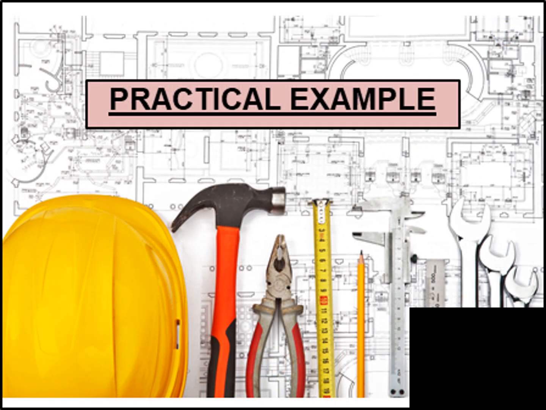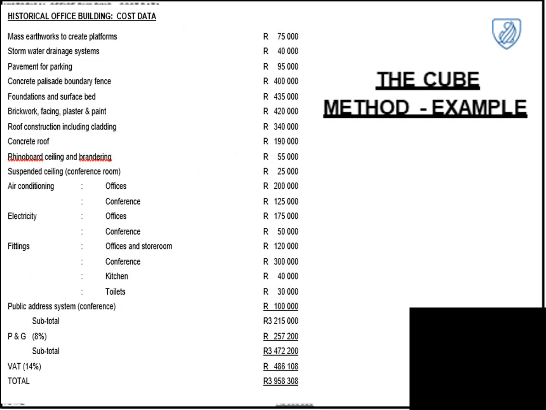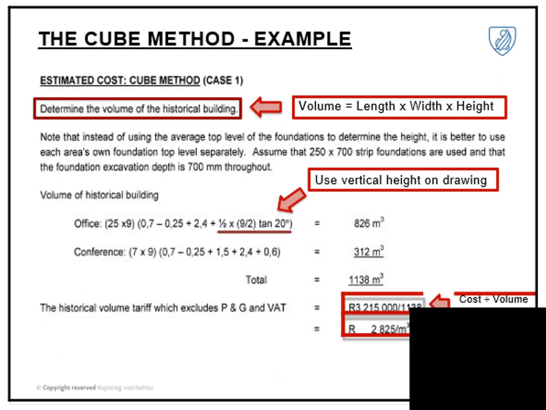So the practical example is again our historical office building and our new office block. So looking at our total cost, we calculate what the volume of the project is. And you can go through this. I think you have done this already in the previous years, but please make sure how to calculate your vertical height on your building so that you can compare apples with apples.